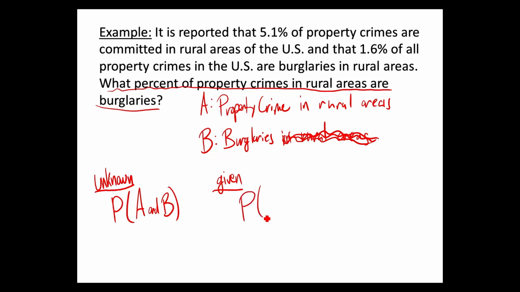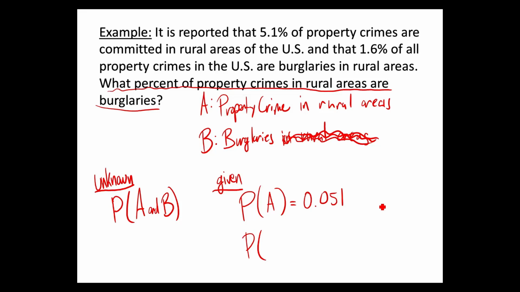Now, what are we given? What probabilities are we given? Probability of a property crime in a rural area over the whole U.S. Okay, so we are given the rate of property crimes in rural areas. Is that the probability of A or the probability of B? It says 5.1% are crimes in rural areas. So that's A, right? They're giving us that number. They're saying that if you randomly selected a crime in America, there's a 5.1% chance you'd be looking at a property crime.